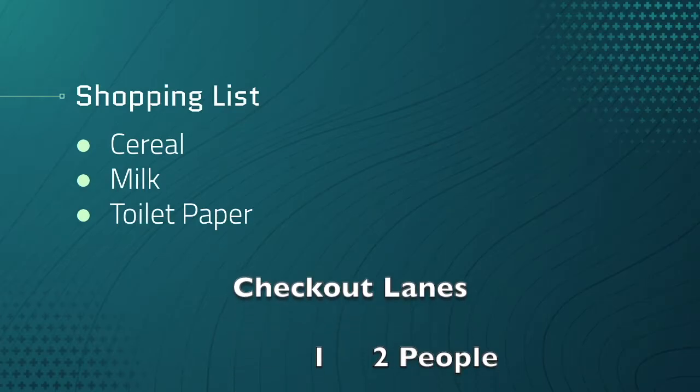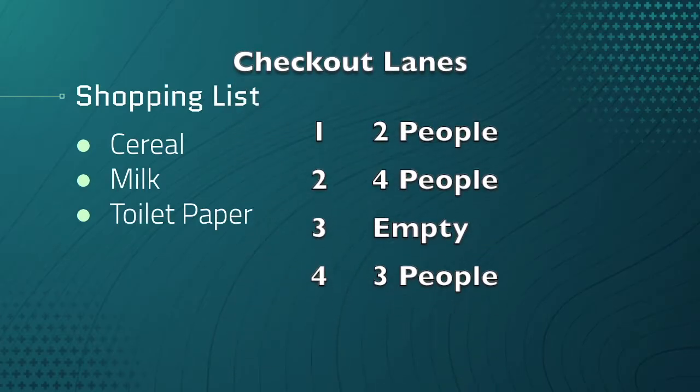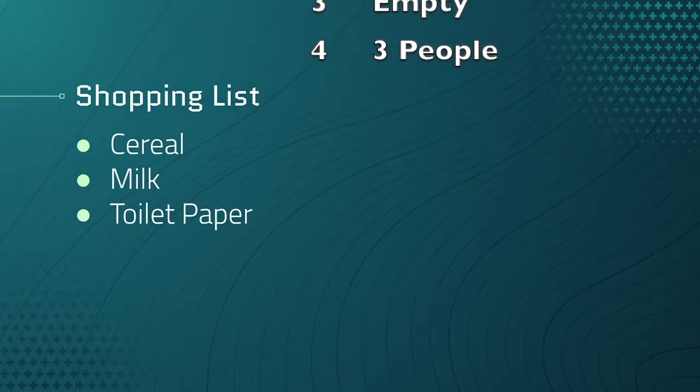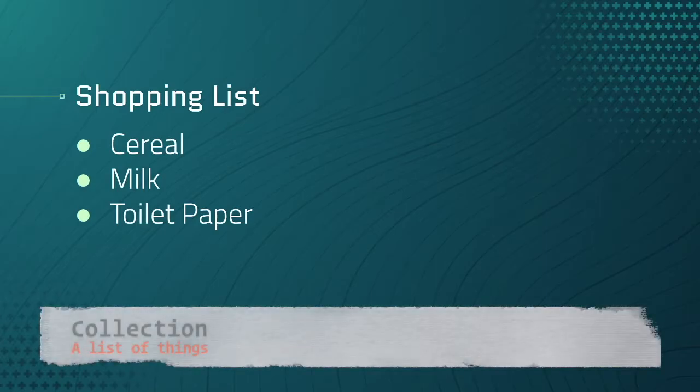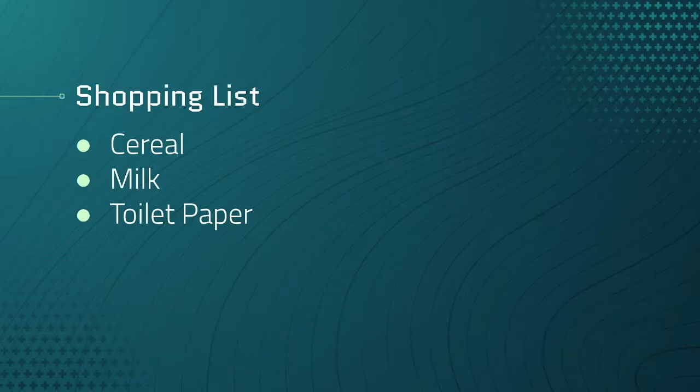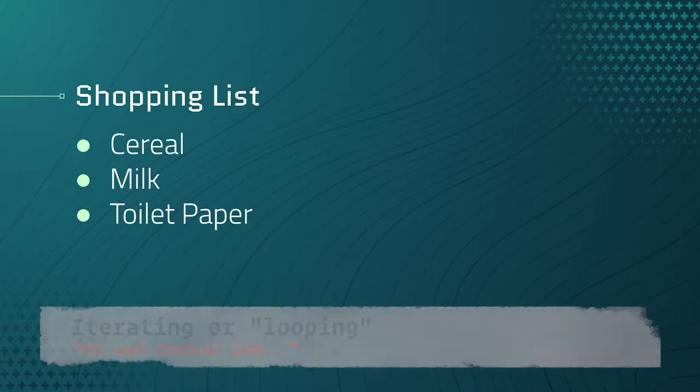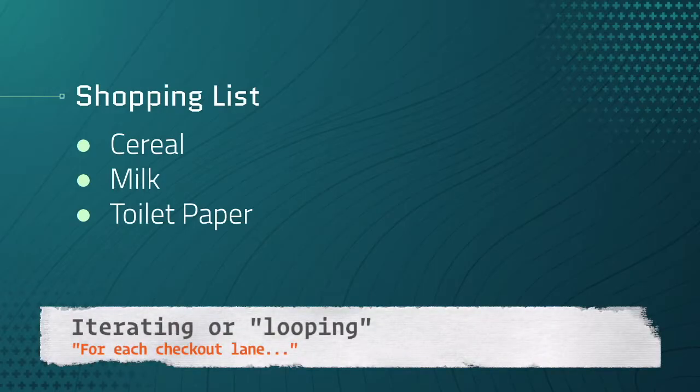For each checkout lane, you quickly scan to see which checkouts are available, and you try to find the shortest line. We could go on, but the point is, every time there was a grouping or list of things, like cereals, that was a collection. Every time we said "for each," we were iterating or looping through a list of things.